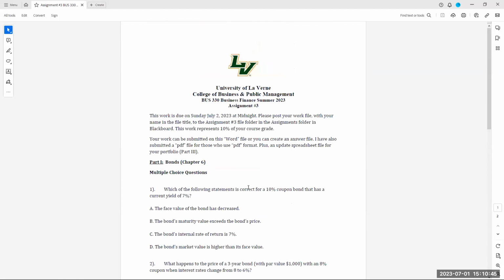Please make sure you check your version, that you have 2 separate parts with 2 different sets of problems in your assignment 3. And I apologize for that. And I apologize to the students who've already posted and were not aware of this. So hopefully you can adjust that this weekend if you've not done so. So that's our assignment 3 due on Sunday, July 2nd.